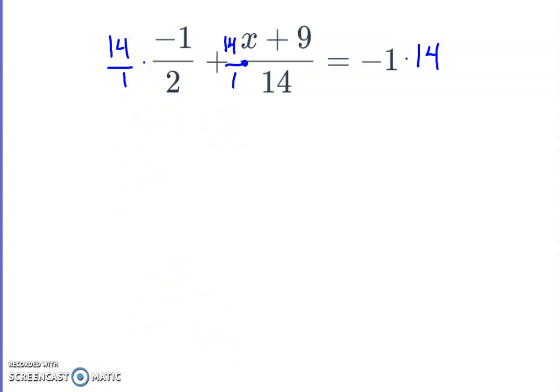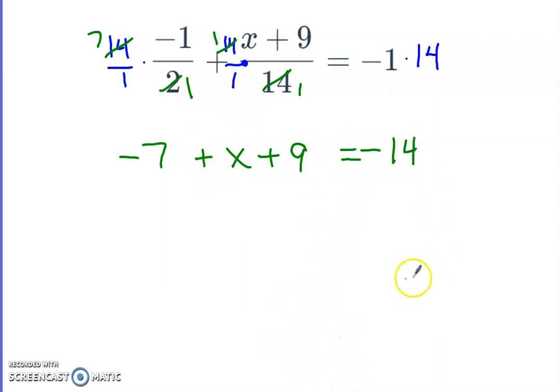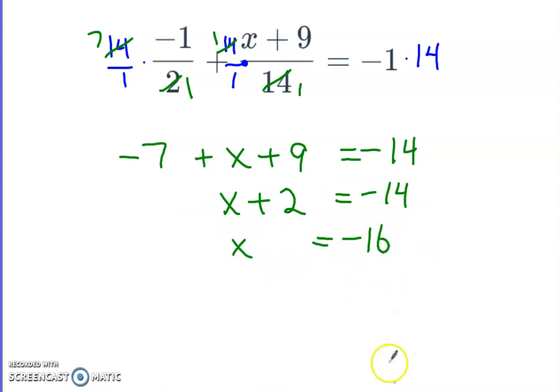And we'll do our reducing here. 2 and 14 reduced to 1 and 7. And so that just becomes negative 7 times negative 1. And 14 and 14 reduced to 1 and 1. So I just ended up with a positive plus sign in here, and then x plus 9, because the 14s all cancel out. And over here I've got negative 14 still. And so simplifying stuff out here, I've got negative 7 plus 9 is 2. So I got x plus 2 equals negative 14. And when I subtract 2 from each side, I get x equals negative 16.